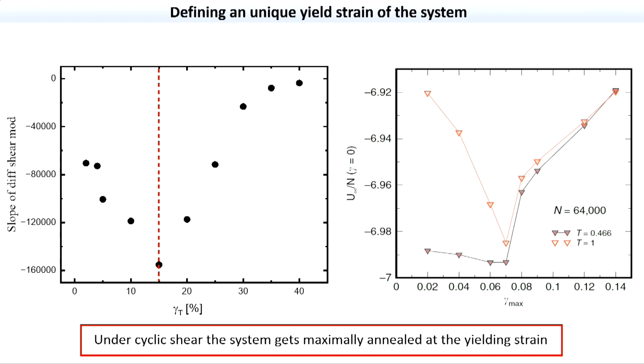So under cyclic shear, the system gets maximally annealed at the yield strength. This is how they define yield strength. This is an interesting point, because it can define a unique point for the system that is independent of the training. Otherwise, given a system, as I told you, first of all the yielding is continuous. There is no well-defined yield point. Next, if you train the system, your training amplitude becomes your yielding point, which is a variable. But what is the unique point in this system? The unique point is where the shear can maximally anneal the system. That is the only unique point for this system as far as yielding is concerned.